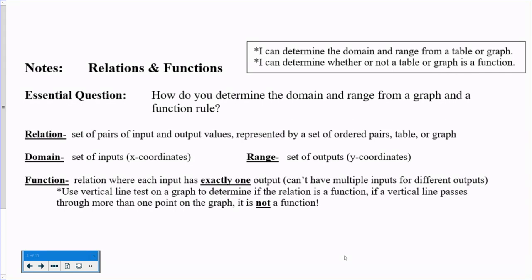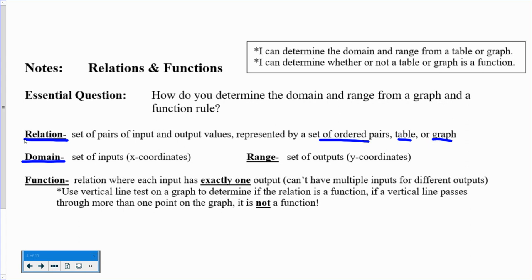We're going to be talking about a relation. That would be the set of pairs of input and output values. You can see a relation as a set of ordered pairs, a table, or a graph would represent a relation. So that's all that is if you see that term used in your homework.